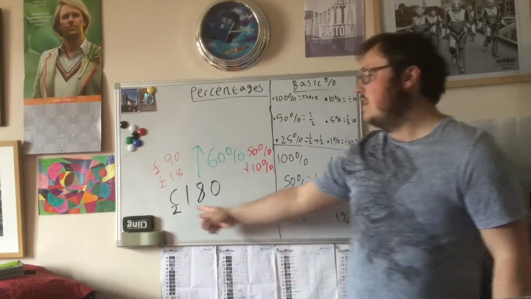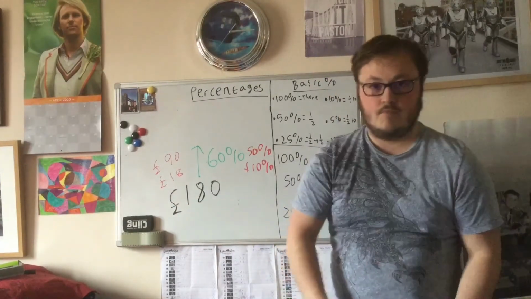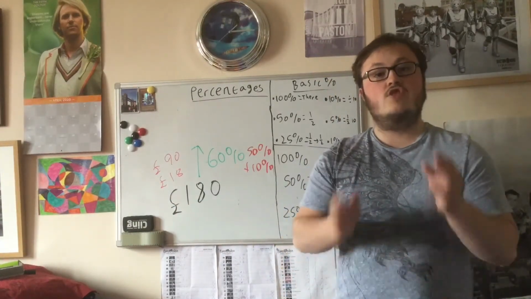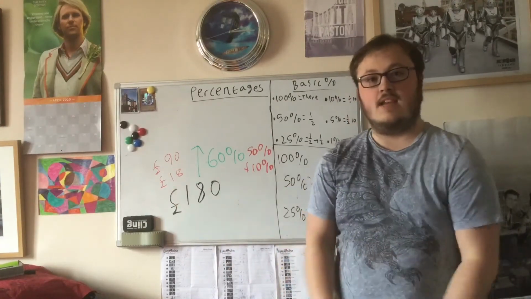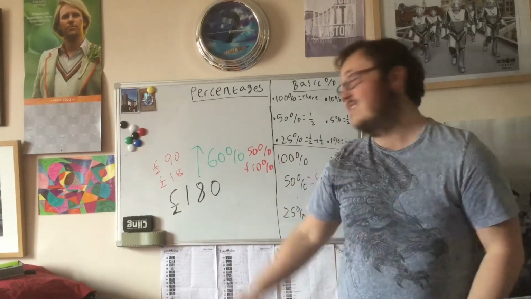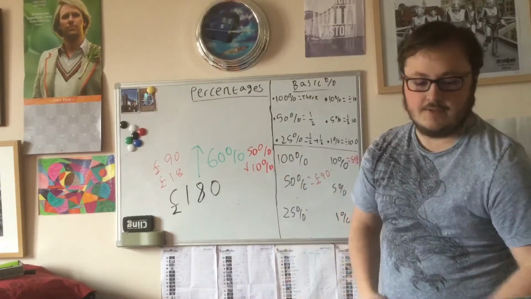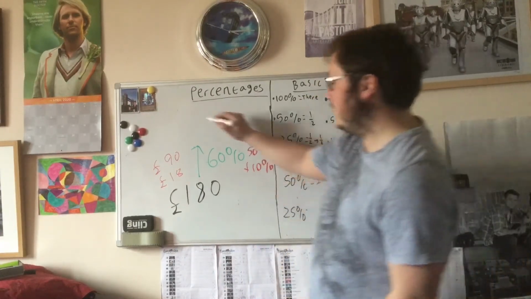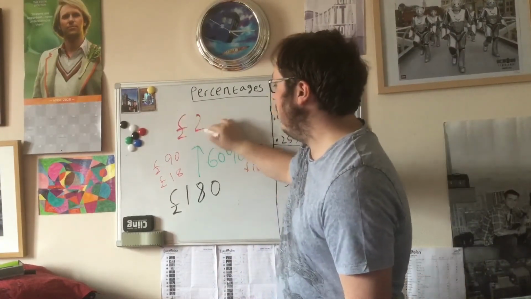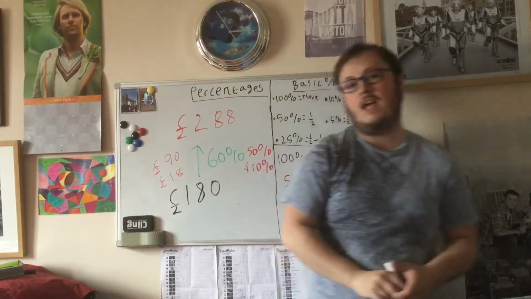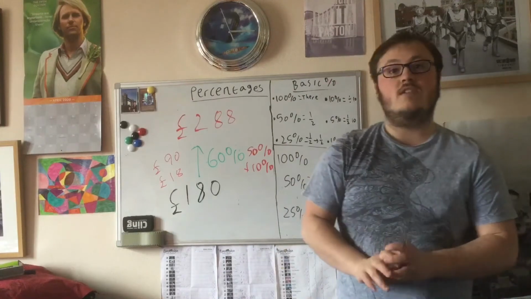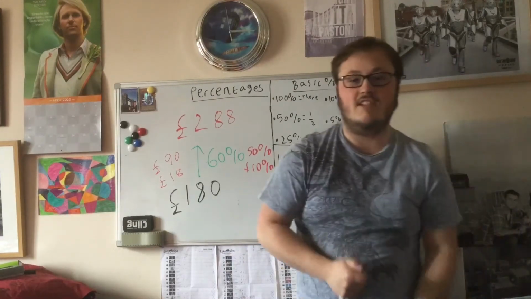So what's 180 add 90? Do your adding, you will get £270. But now we need to add that 10%. So what is £270 add £18? That will get us £288. And that is how much the tickets were after the big price increase.